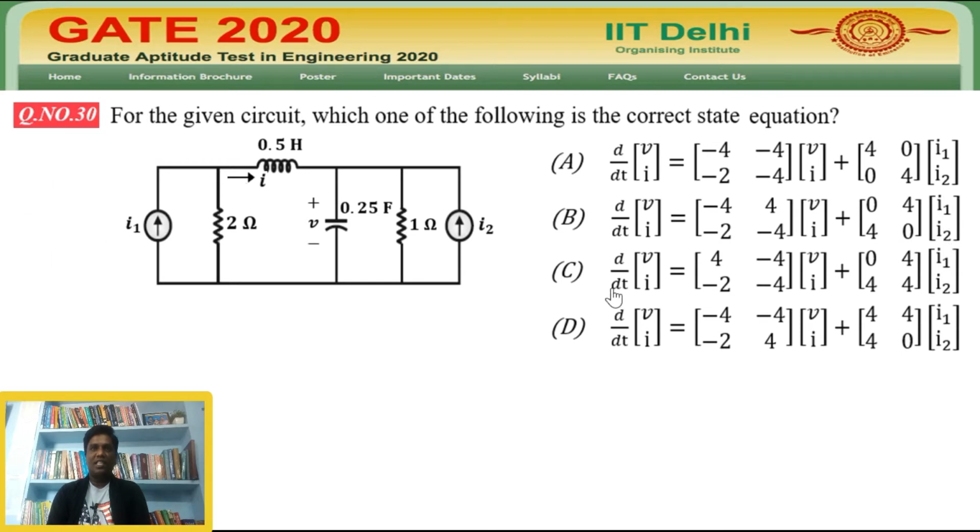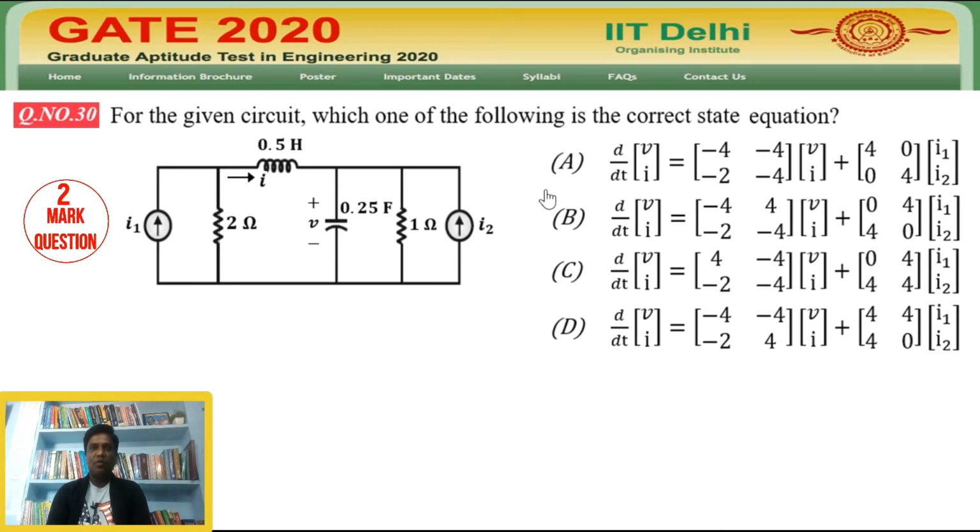Option C is d/dt of [V, I] equal to [4, -4; -2, -4] into [V, I] plus [0, 4; 4, 4] into [I1, I2]. Option D is d/dt of [V, I] equal to [-4, -4; -2, 4] into [V, I] plus [4, 4; 4, 0] into [I1, I2].